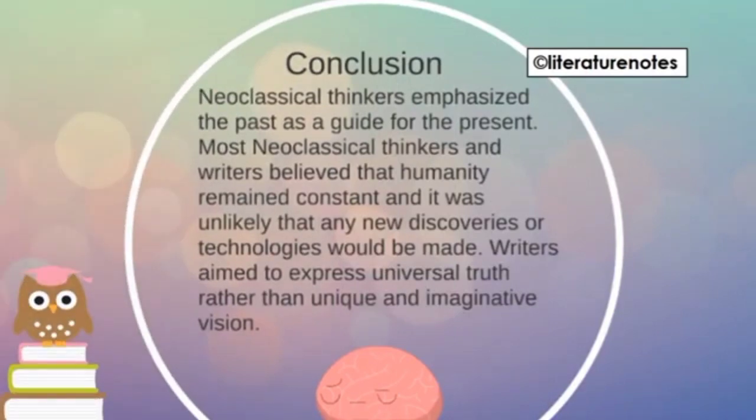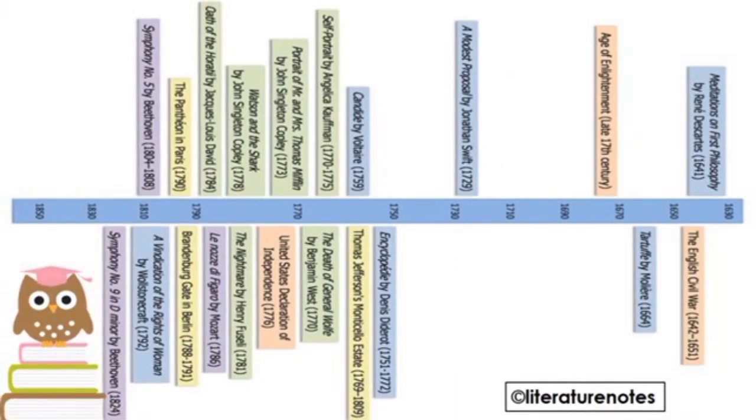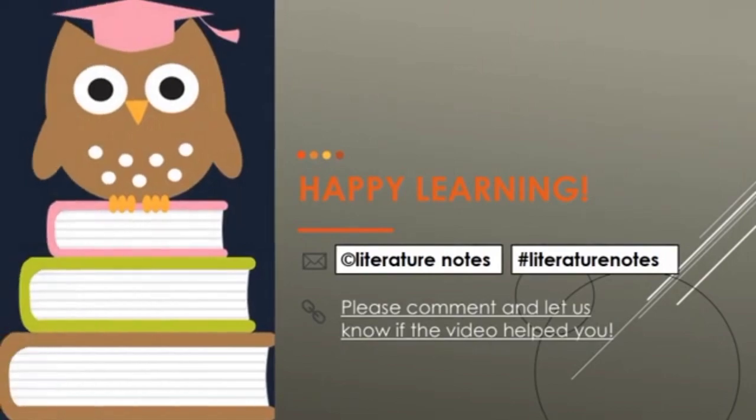So neoclassical thinkers emphasized a guide from the past, and the neoclassicists also believed it could be discovered in a few parts which express the universal truth. So we have a map and it tells how it has been concluded with the era from the neoclassical age. So in this age you can find how it has been divided and the main part. Happy learning. Okay, so this is how we conclude.